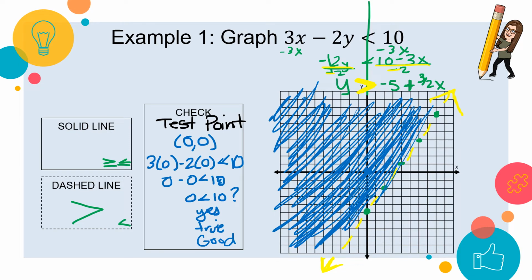Now, when you're doing this with a pencil, make sure you shade kind of lightly in case you ever need to erase and fix. You don't want it to be super dark and permanent in case you need to fix later.